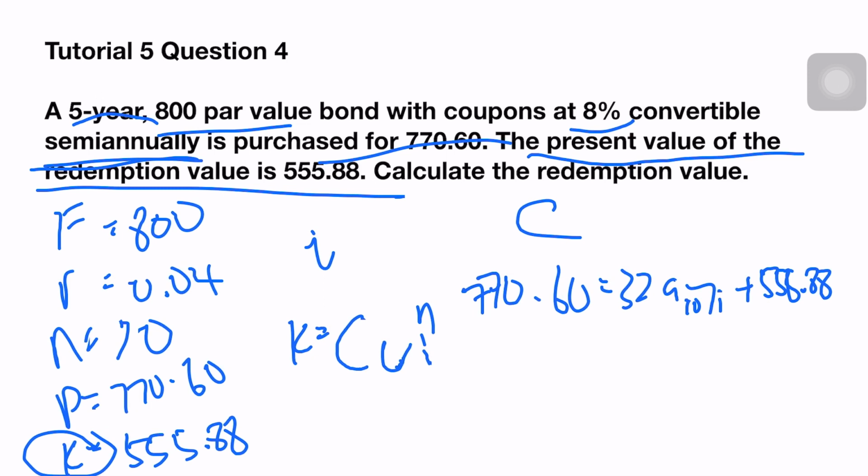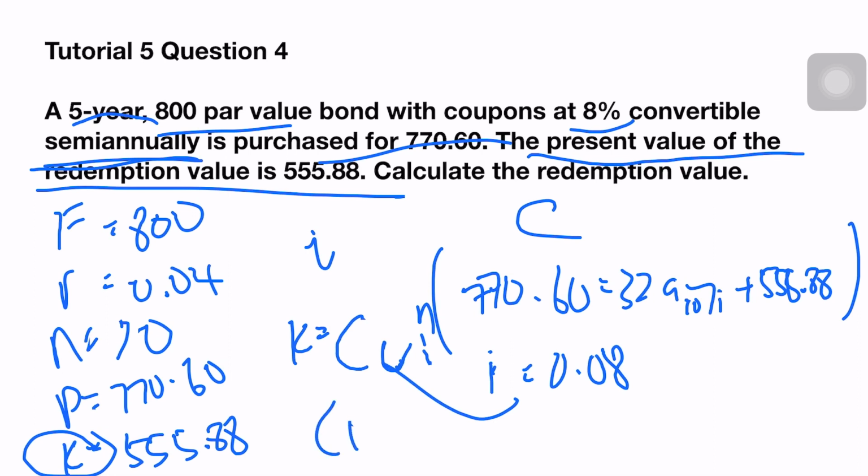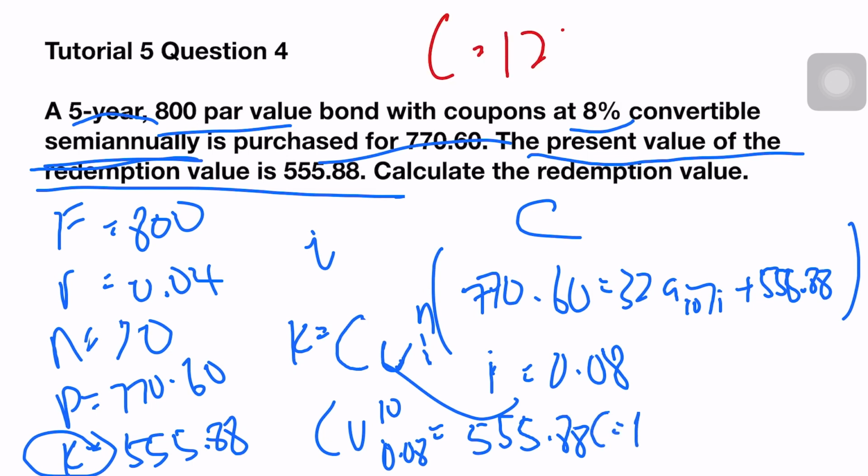So by using this formula, we can get I equals 0.08, and then we plug in to this C, v, then I equals, this is actually 0.08. So C will be 1,002.13. This is the redemption value.